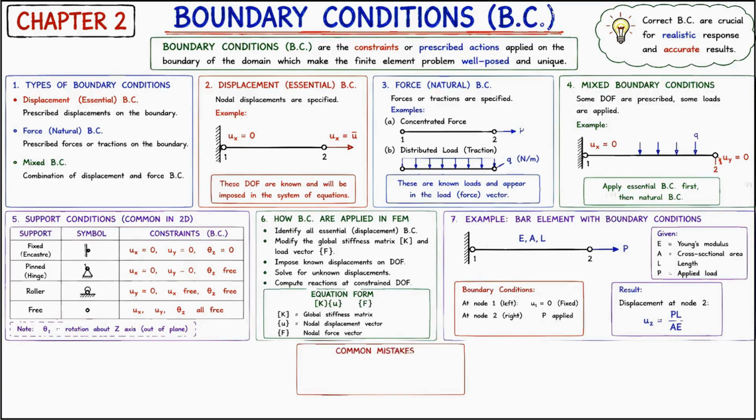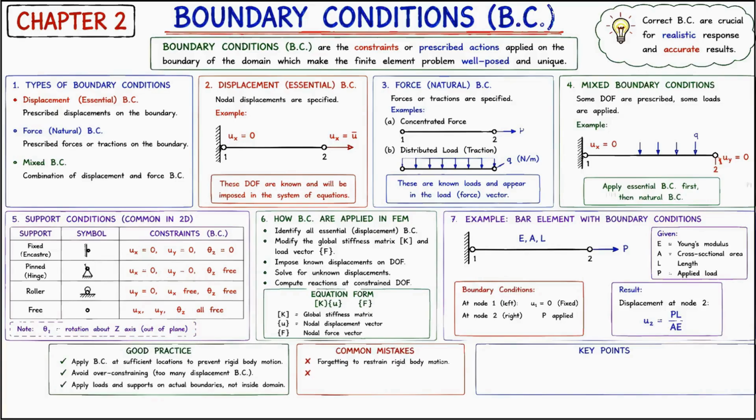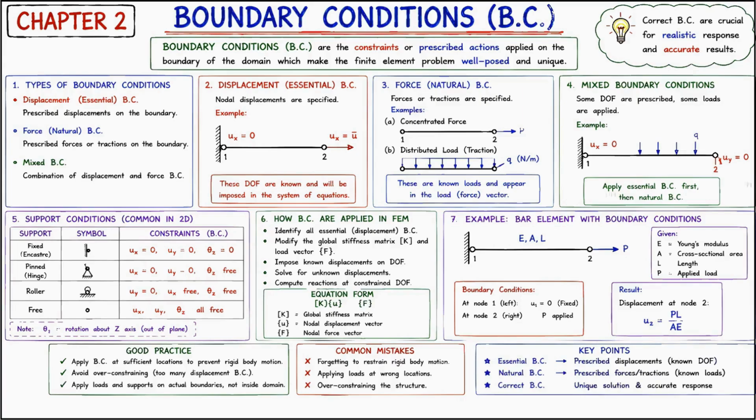Let's understand this with the simple bar element shown here. The left end is fixed, so the displacement at node 1 is u1 = 0, while a force P is applied at node 2. After solving the equations, the displacement at node 2 becomes u2 = PL divided by AE, which is exactly the result obtained from strength of materials. This shows that the finite element method is consistent with classical structural analysis.